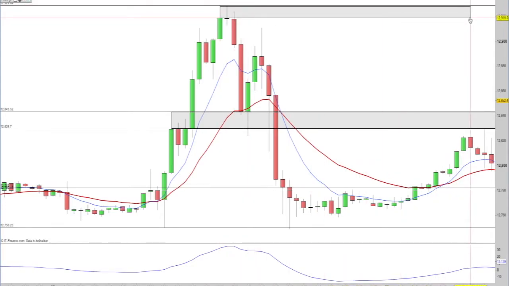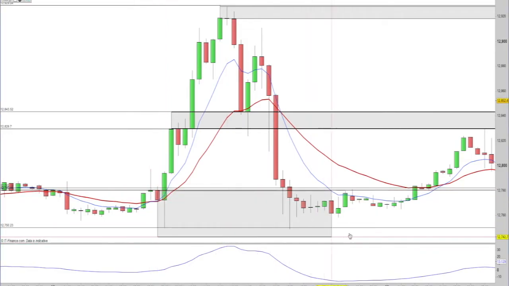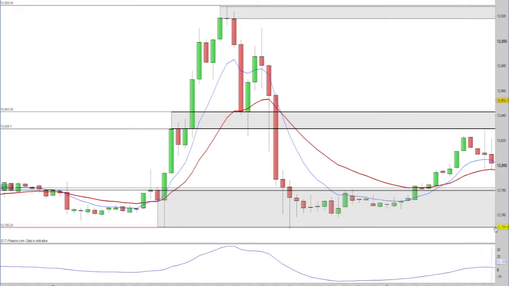Take that right through. And we've also got a larger zone at the bottom, which was created by the open and the low yesterday. So in one way or another, these zones are going to play an important role. You'd expect them to play an important role in today's trading.